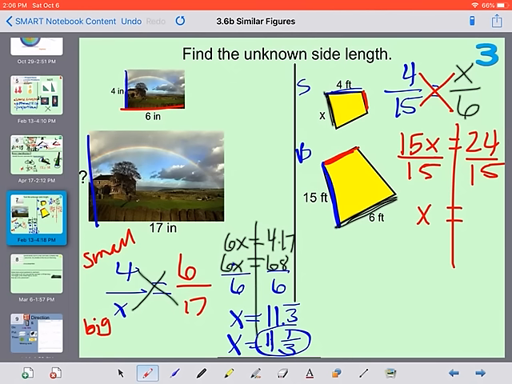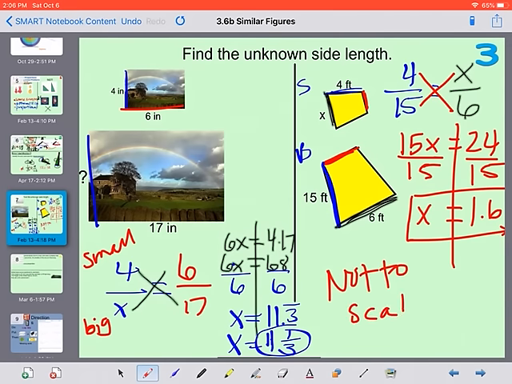Again, you're going to want a calculator. It's not going to come out to be a whole number. 15 does not go into 24 perfectly. It gives us 1.6. Come on, there we go. 1.6, which you can tell based on these pictures that these are not to scale.